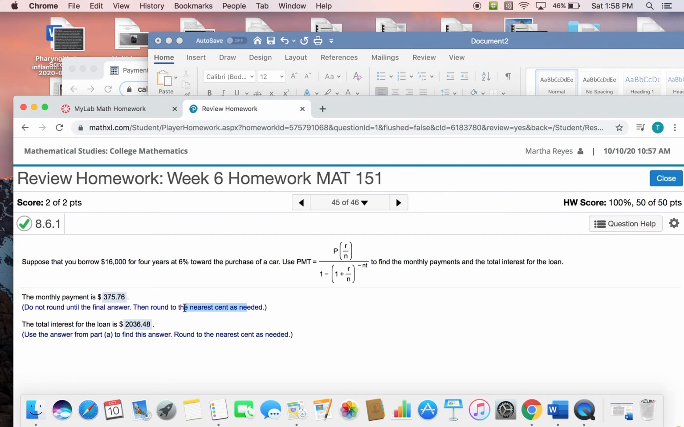Now, notice what it says, round to the nearest cent. In some of these, it says round up to the nearest cent. This one, you can round down if it's less, and that will give you a wrong answer. So pay attention to whether it says rounding up or rounding down when you do this.